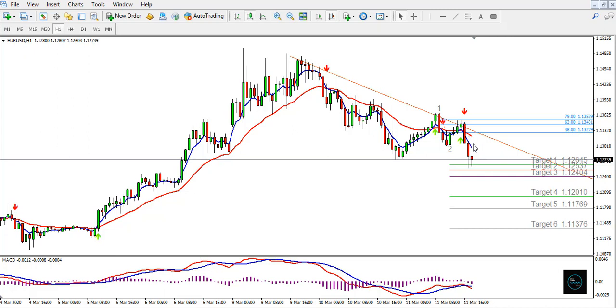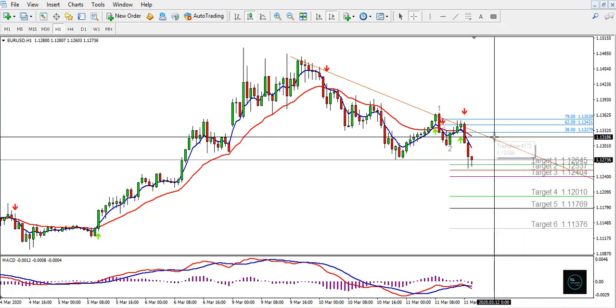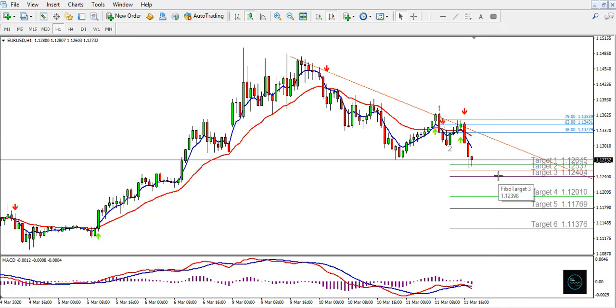So getting in at 1.1320 to the third profit target is good for about 79 to 80 pips. So this is a very beautiful trade for an intraday trade, and I'm quite happy with it.